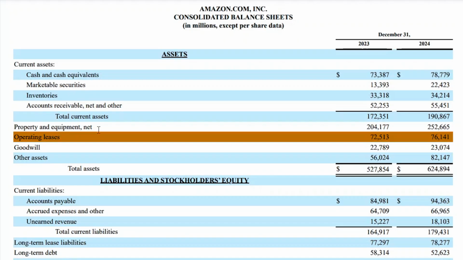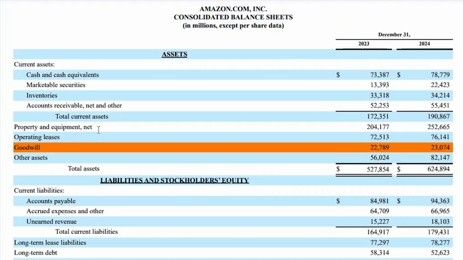We've also got operating leases, which give Amazon the right to use the leased properties like a fulfillment center. Then we've got goodwill, which can be a bit confusing, and this originates from Amazon acquiring another business for more than its fair value.